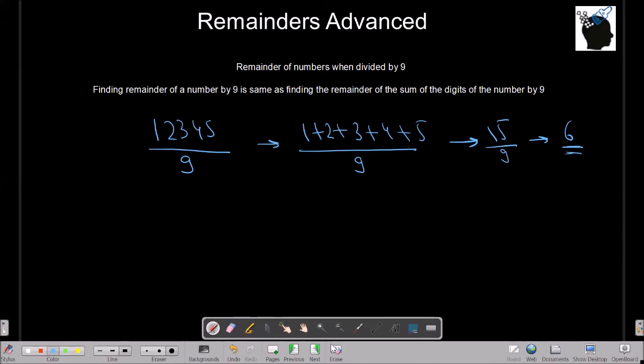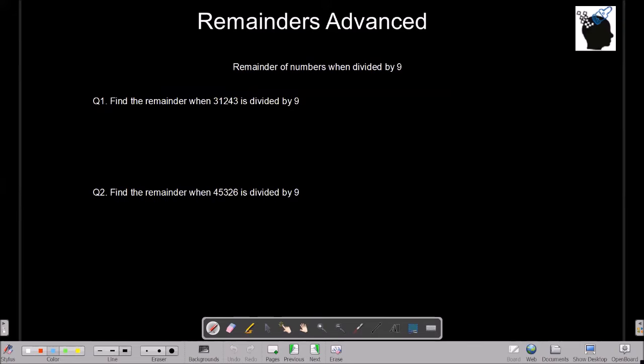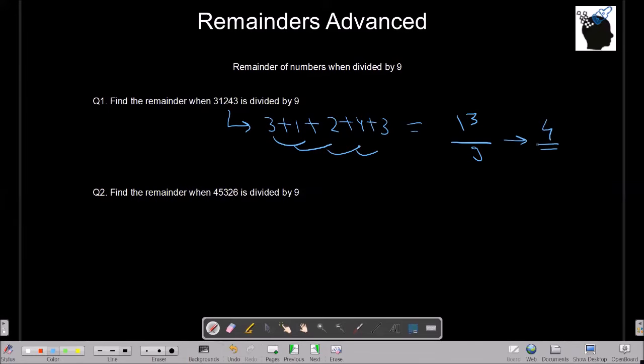Let's try out some problems. The first one, find the remainder when 31243 is divided by 9. Let's add all the digits: 3 plus 1 plus 2 plus 4 plus 3, which is nothing but 4 plus 2, 6, 10 and 13. So 31243 when divided by 9 will give us the same remainder as 13 divided by 9, which is nothing but 4.